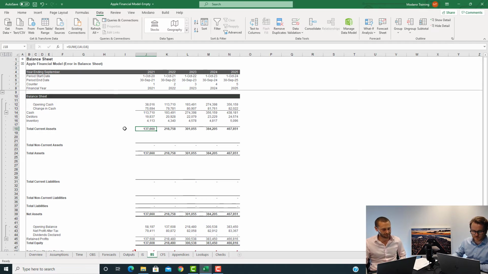And decrease to 467,851 in 2025. Yeah, 467,851, increasing up. Perfect. So now over to the cash flow. So now we need to do the cash flow.